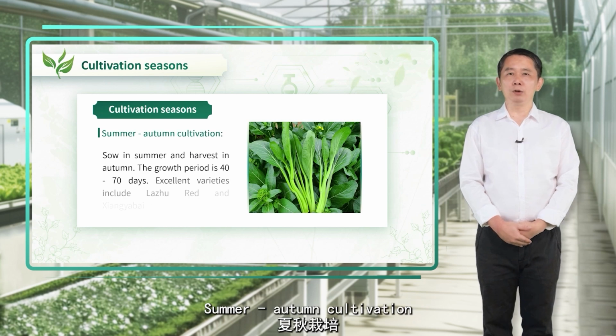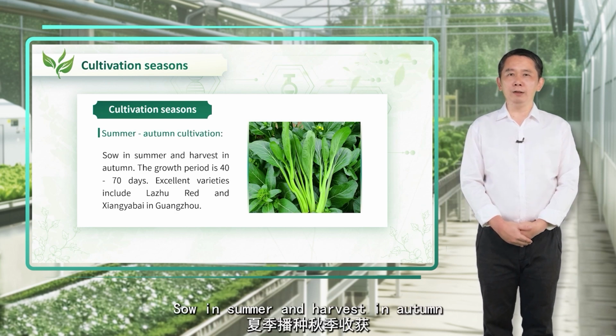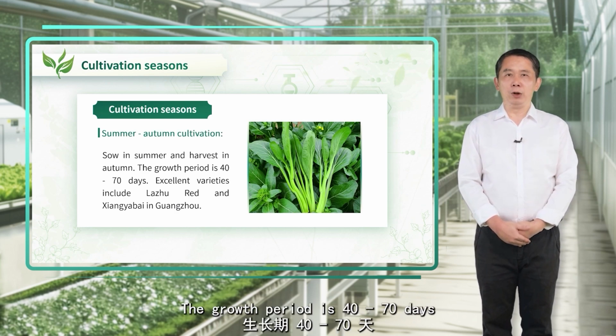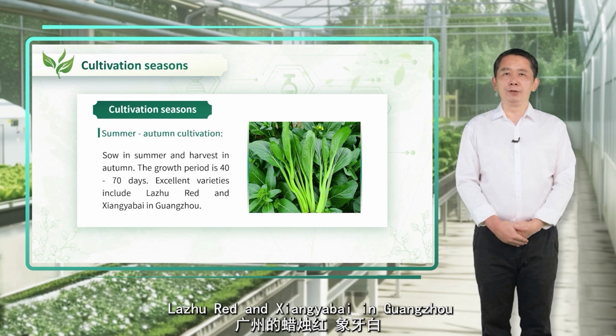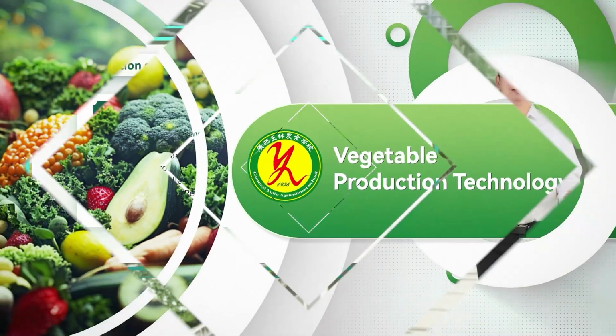Summer, autumn cultivation. Sow in summer and harvest in autumn. The growth period is 40-70 days. Excellent varieties include Leo Red and Xiangabe in Guangzhou.